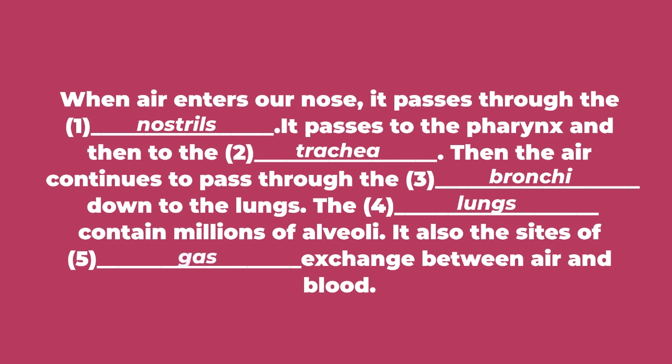When air enters our nose, it passes through the nostrils. It passes to the pharynx and then to the trachea. Then the air continues to pass through the bronchi, down to the lungs. The lungs contain millions of alveoli. It also the sites of gas exchange between air and blood.